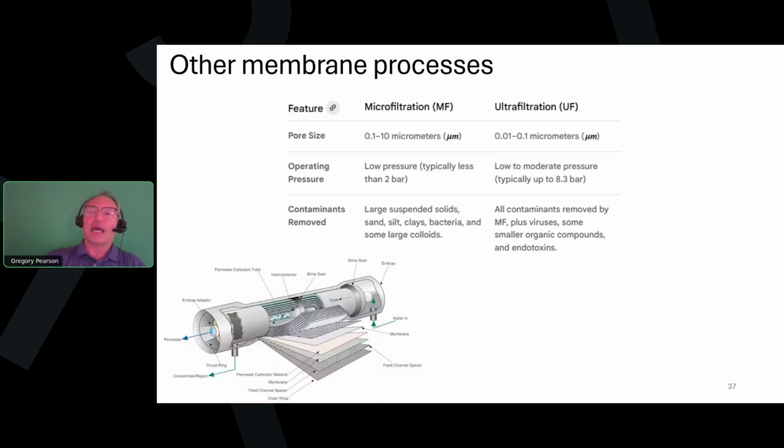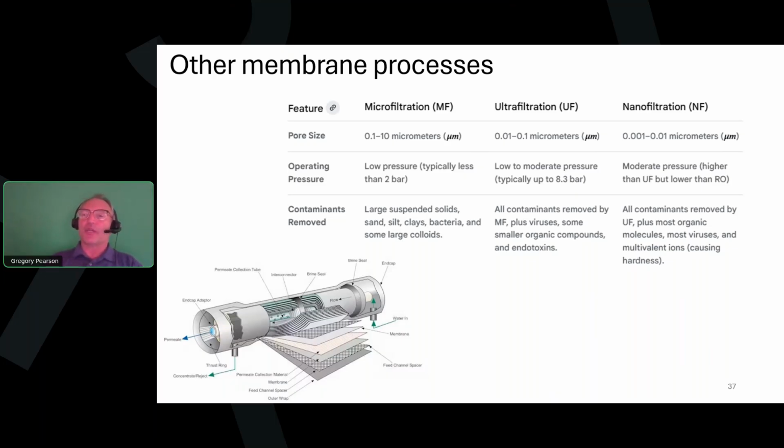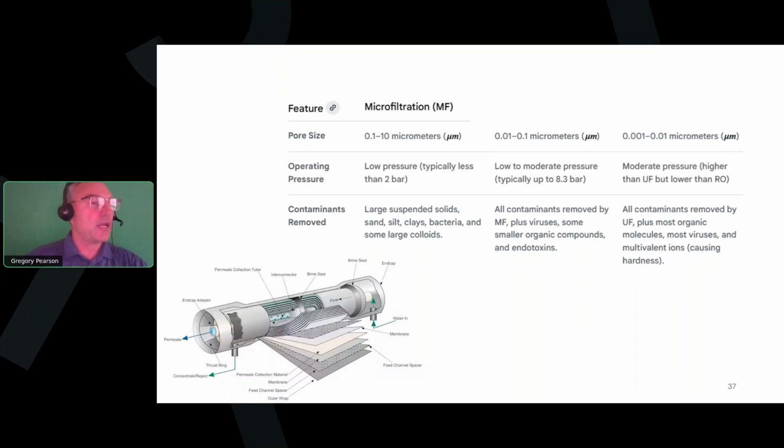As you go smaller in size, you have ultrafiltration. It has a smaller pore size, 0.01 to 0.1, and you're able to remove some small organic compounds and some viruses. If you go down to nanofiltration, you're actually getting to the point where you can remove ions like hardness ions and most viruses. So the smaller you go, the more removal you have.